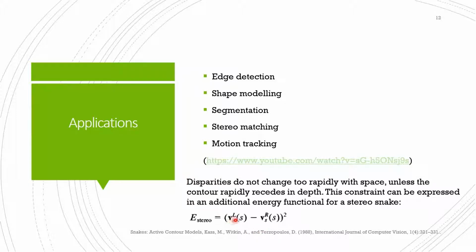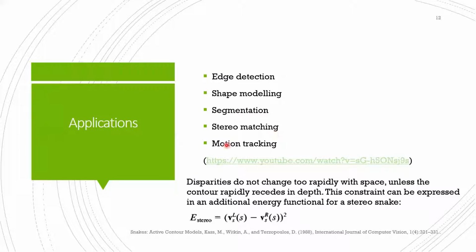Here, the rate of movement of the point we are looking at with the left eye minus the rate of movement in the right eye image, squared, is the energy. So there shouldn't be much difference between them. If the difference is more, that means this energy is increasing. So this energy has to be decreased to do stereo matching.